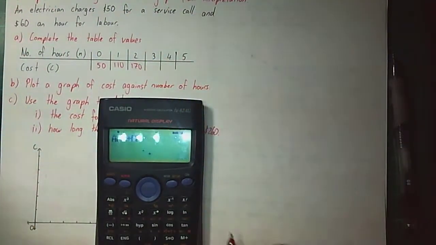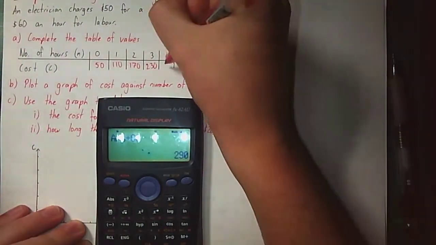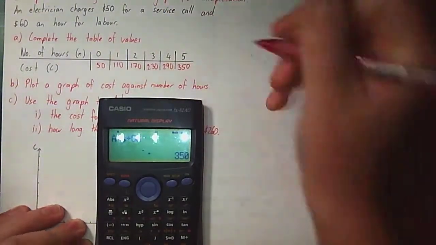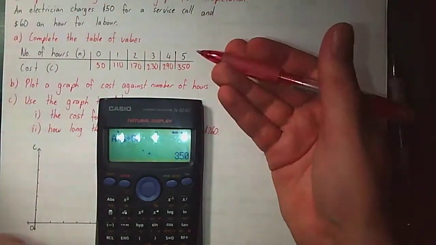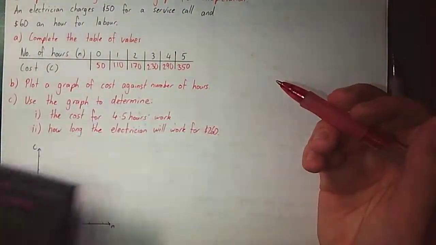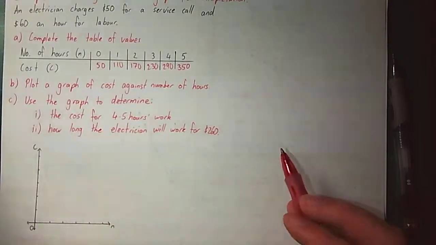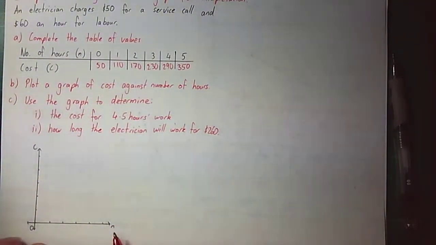We'll just keep going, adding 60, adding 60, and then again. Now you'll notice I used a calculator for this. As long as you have access to a calculator, there's no reason why you wouldn't use a calculator for an application like this. Now that we've completed that, part B asks us to plot a graph of cost against number of hours. So here, I've already done the axes: we've got number of hours and this is the cost.